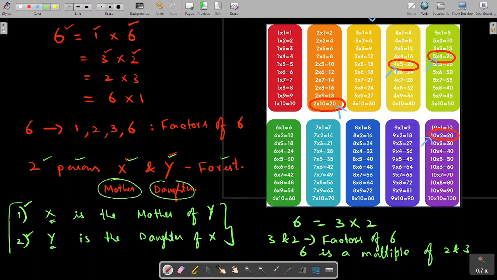So we have framed two beautiful lines here. What's the first line? X is the mother of Y. What's the second line? Y is the daughter of X. Altogether, there are two persons in the forest. Right?